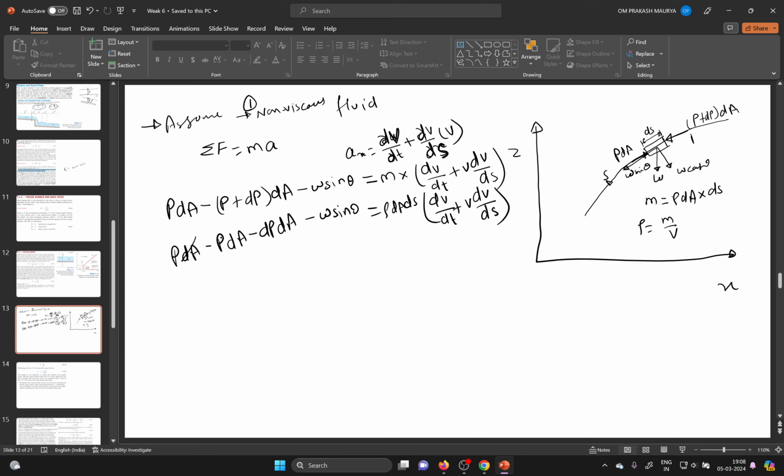So PdA and PdA cancel out. Here remaining is minus dPdA minus W sin theta equal to rho dA ds into dV by dt plus V dV by ds. Here, what is sin theta actually? If you calculate the sin theta, what will be the sin theta?